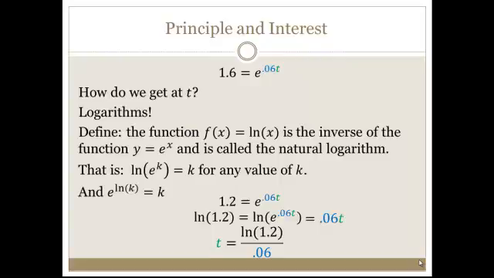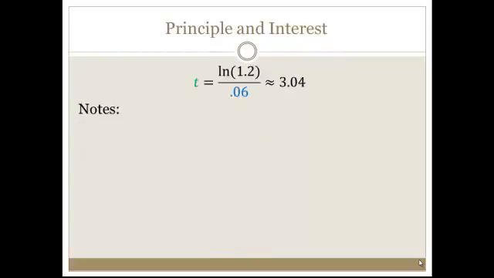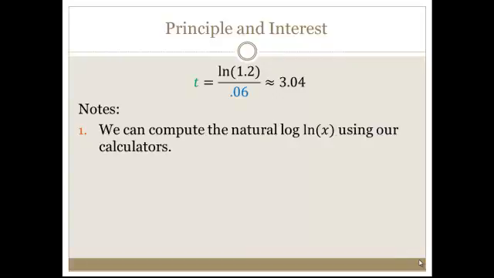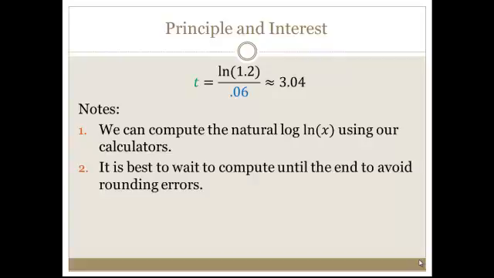So t equals the natural log of 1.2 divided by 0.06, which simplifies to 3.04. So it takes just over 3 years for our loan to go up to $18,000. It is worth noting that we can compute the natural log, ln of x, using our calculators. And also, it is best to wait to compute until the end to avoid rounding errors.